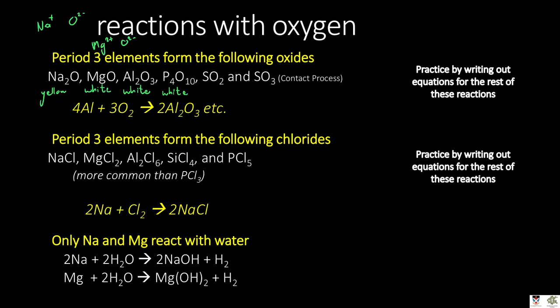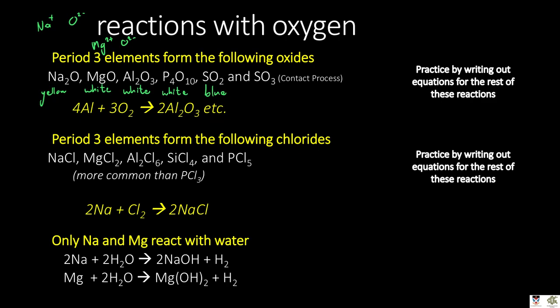Sulfur, if we burn sulfur in a gas jar containing oxygen, will burn quite gently. It will burn with a blue flame, and it will form mostly the oxide sulfur dioxide, also known as sulfur 4 oxide if you use the systematic name. But we know that sulfur dioxide can be further oxidized to sulfur trioxide or sulfur 6 oxide.